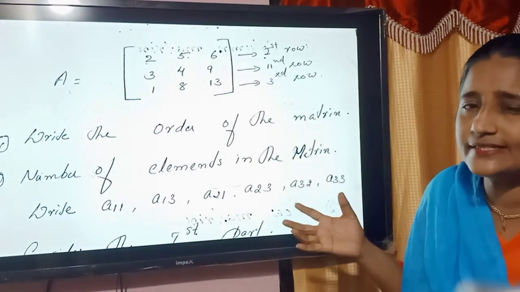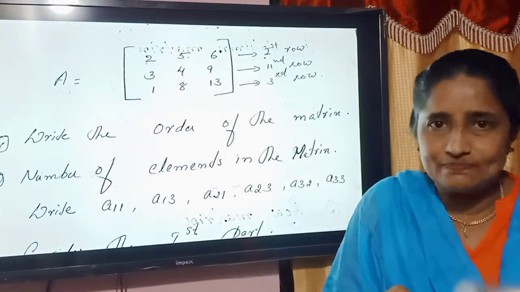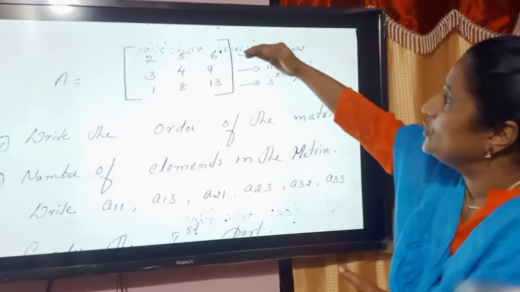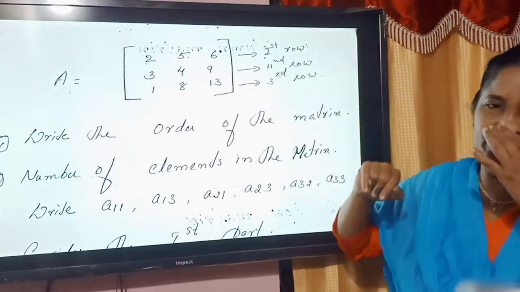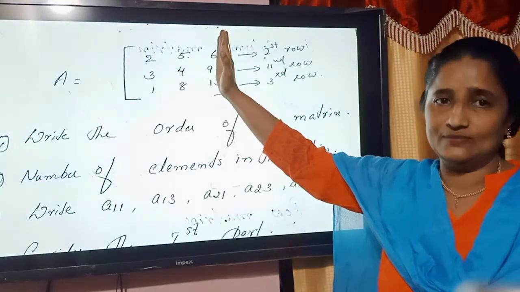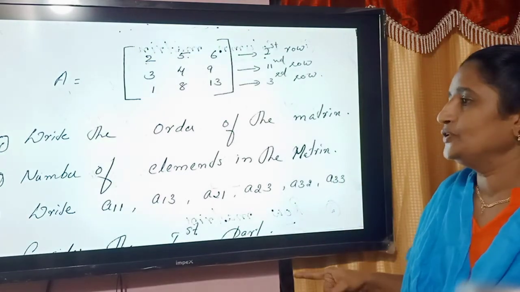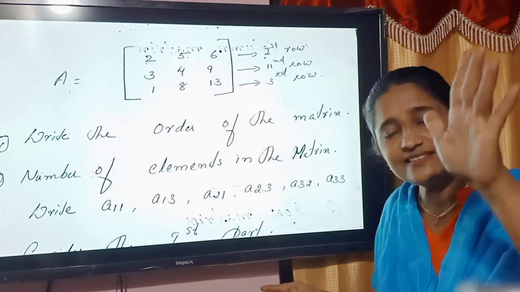I already said what the order is. Order means rows by columns. How many rows are here? First row, second row, third row: 3 rows. How many columns are here? 3 columns. So, what is the order of this particular matrix? 3 by 3. The order of this matrix is 3 by 3.